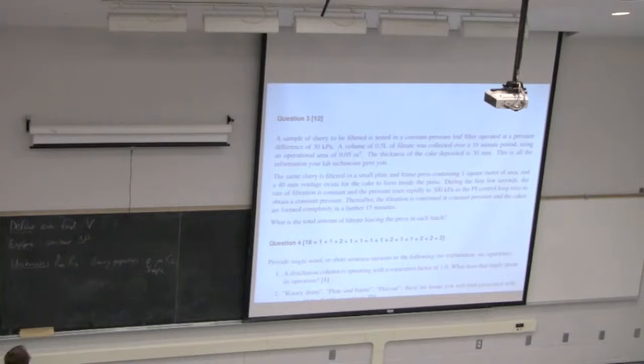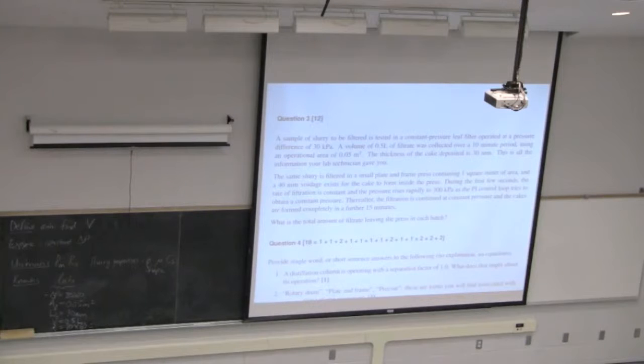So let's take a look at the knowns. We know delta P, 30,000. We know A lab is 0.05 meters squared. We have the thickness of the cake, it's 30 millimeters. And what else has the lab tech given us? The volume of 0.5. And time. The time that the filtration occurred was 10 minutes. So t equals 10 times 60 seconds, so 600 seconds.